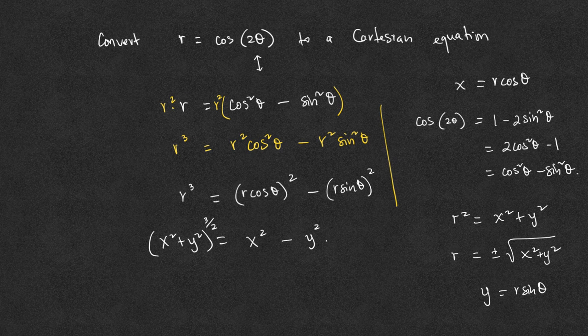If we use the square root, there should be a plus or minus. And again, usually we don't want the plus or minus in the equation, so we will square both sides. We have x squared plus y squared cubed. The square of the square root canceled out. On the right hand side, if we square this, we have x squared minus y squared, and then the quantity squared. This is an equation in rectangular coordinates for r equals cosine of 2 theta.